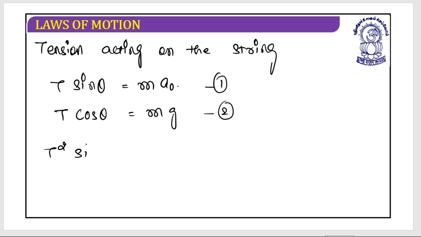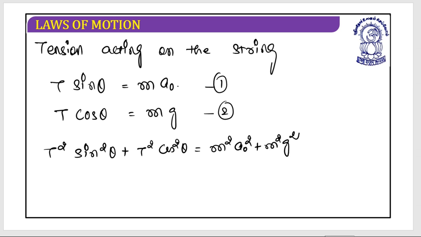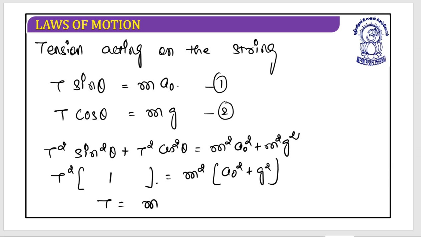It's T square sin square theta plus T square cos square theta, equal to m square a naught square plus m square g square. So this is equal to T square into bracket sin square theta plus cos square theta, which is 1, equal to m square as a common factor, a naught square plus g square. So the tension T is equal to m root of a naught square plus g square Newton. This many Newton is acting as the tension force. I hope this is clear.